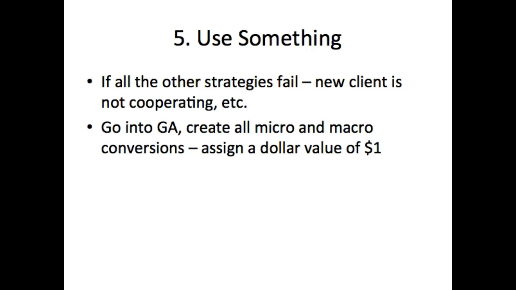If all other strategies fail, your new client's not cooperating, etc., go into Google Analytics, create all the micro and macro conversions that we talked about, and then assign a dollar value of $1 across the board. Just assign a dollar value of $1 across the board, because then suddenly pieces of your website have real value. You can then have access to the custom reports. And what's really awesome is then you show the CEOs, you show your executives these reports, and they're like, wait, why is everything $1? This is too low. These should be higher. And then they're interested in talking because they speak money.